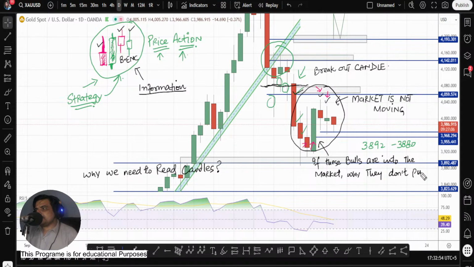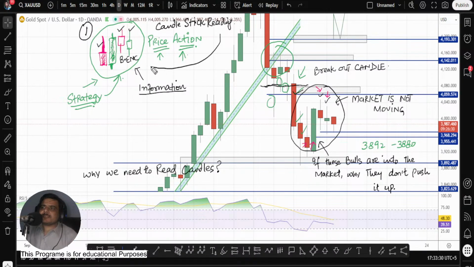Why they don't push it up? Now we have this information, number one, candlestick reading, which we call price action. Yes, my friends, when you try to become good traders, you have to read the candles. Why? Because there are emotions. Candles tell us about the emotions of the people, of the traders. So if these bulls are in the market, why don't they push it up?